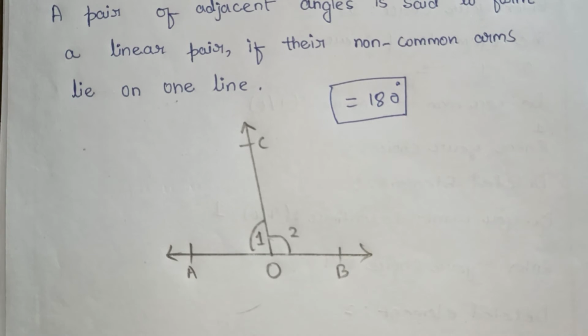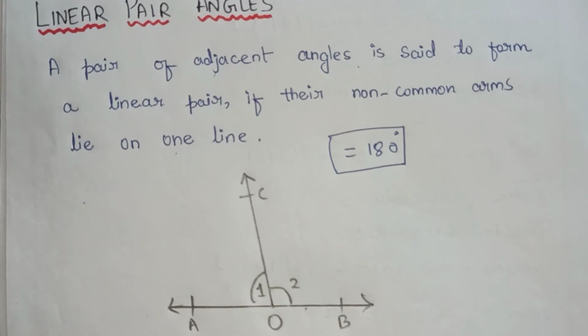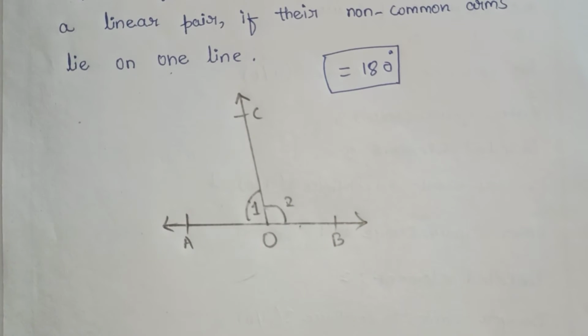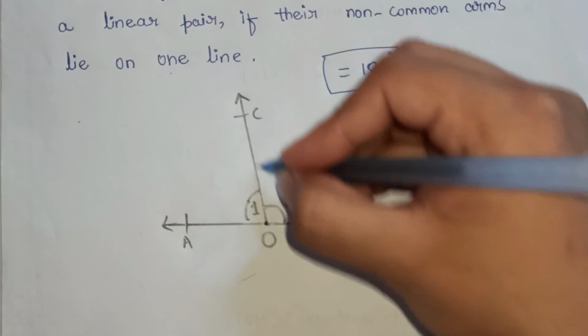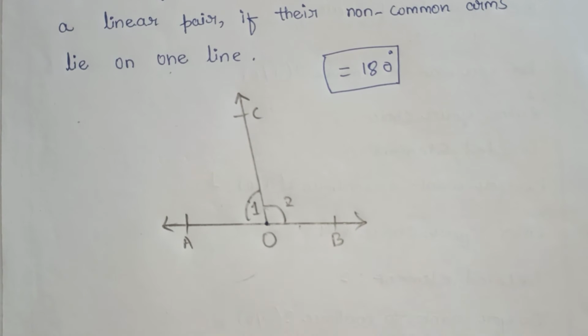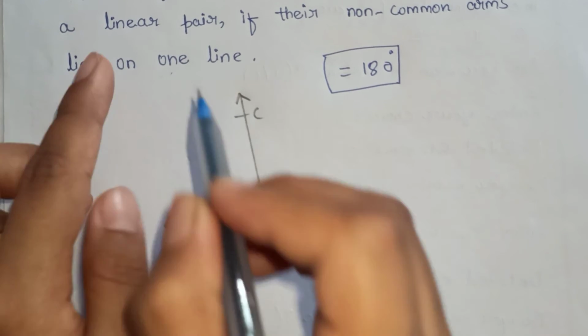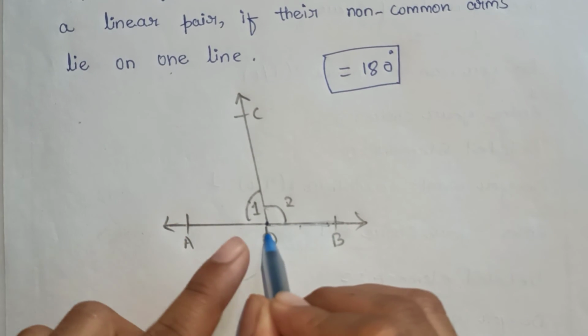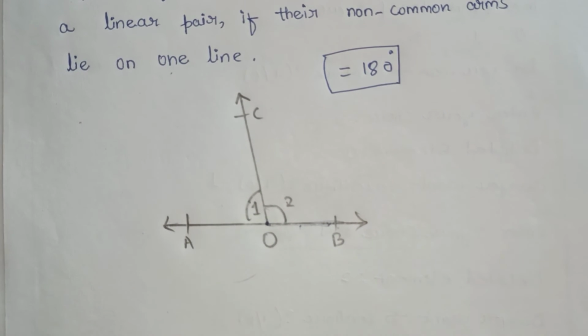Now according to the definition, this linear pair must be adjacent angles also. So are angle 1 and angle 2 adjacent? Yes, because they have a common point O and a common arm OC. So they are adjacent angles. Now when do these adjacent angles also become a linear pair? When their non-common arms, the arms which are not common to them, form one line. So as we can see, these two non-common arms form one straight line, right?